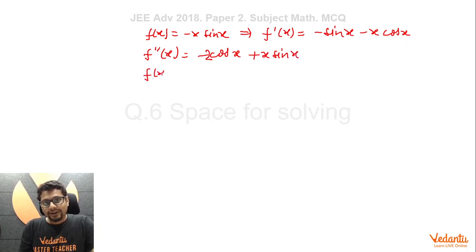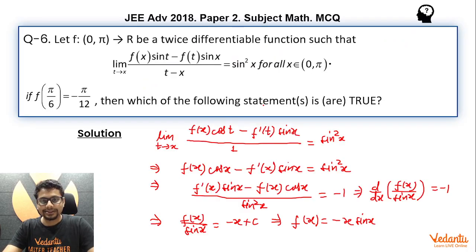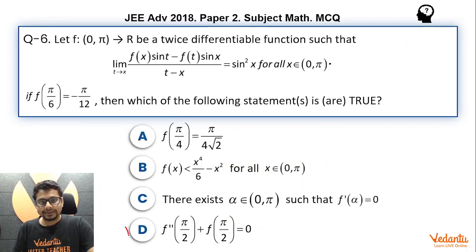So what about f of x plus f double prime x? Essentially this will become, if you see carefully, minus 2 cos x. And as you put x to be pi by 2, left hand side becomes f of pi by 2 plus f double prime pi by 2, and right hand side, since cos pi by 2 is 0, it becomes 0. So that essentially means D is correct.